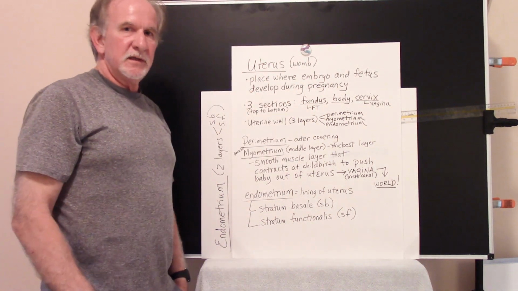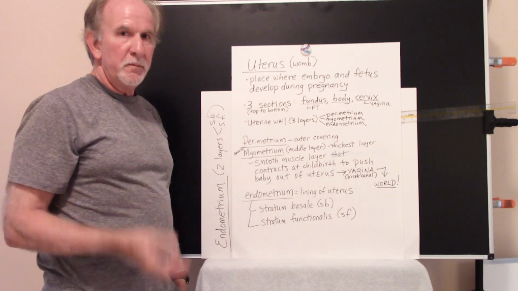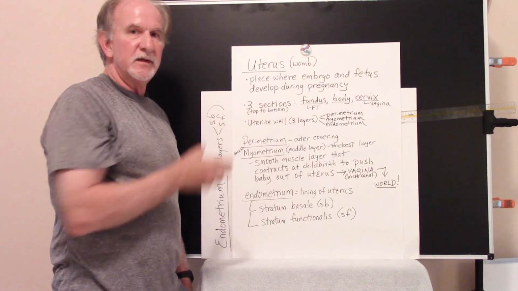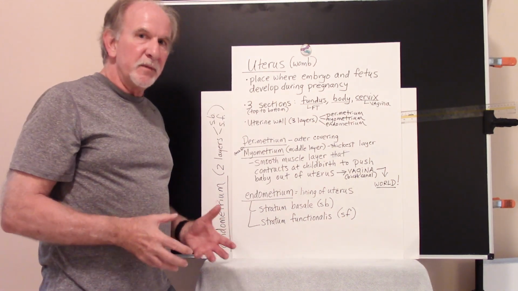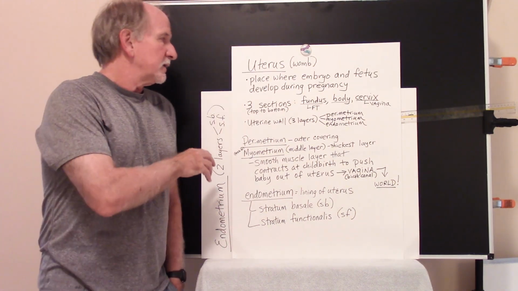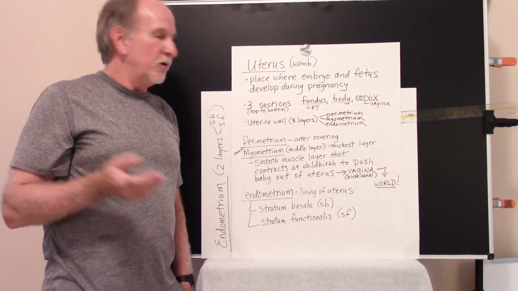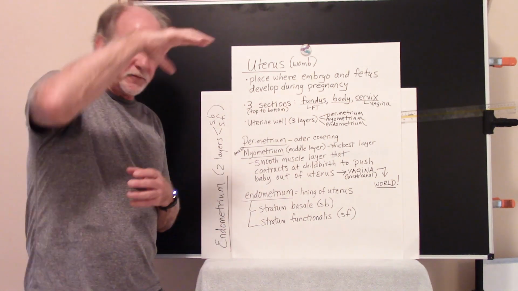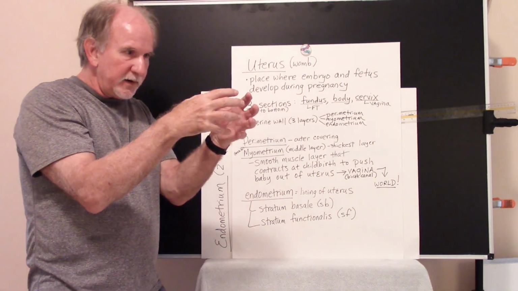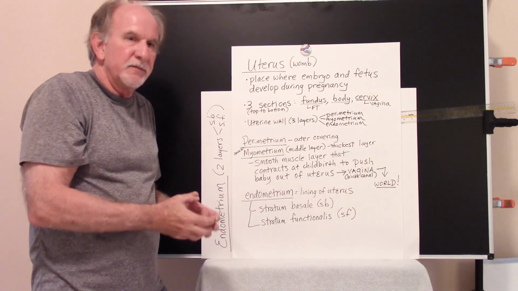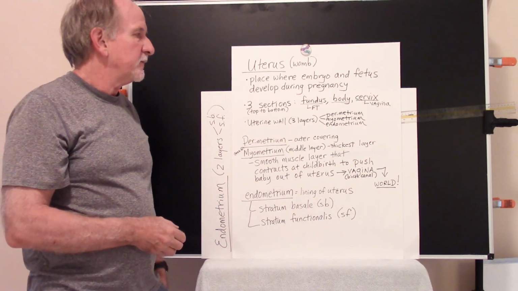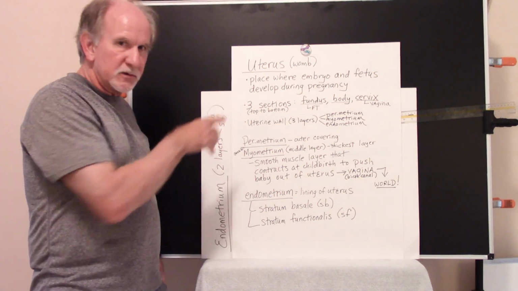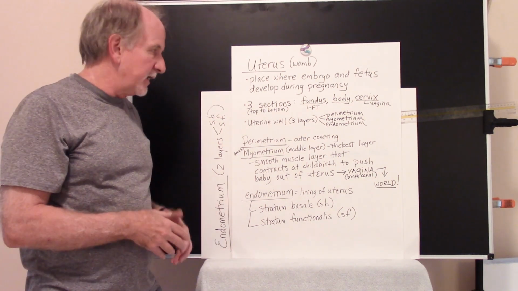So the uterus is also known as the womb, and it's the place where the embryo and the fetus develop through a 9-month pregnancy. The uterus, as you know, consists of 3 sections from top to bottom: the fundus, the body, and then finally a constricted region called the cervix. The fallopian tubes come off the fundus, and the cervix attaches to the vagina.